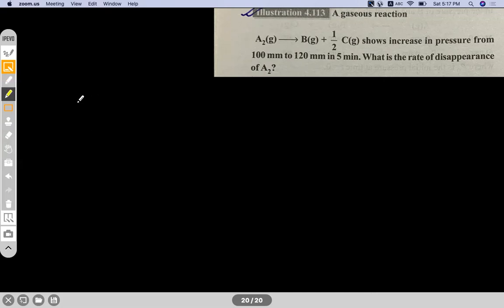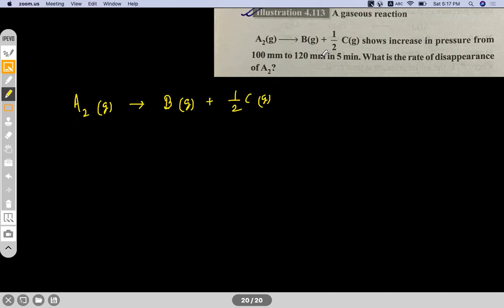Simple one, the reaction is given. A2 gas gives B gas and half of C2, half of C. Increase in pressure from 100 mm to 120 mm in 5 minutes. So we are assuming the initial pressure is 100 mm, and it becomes 120 in 5 minutes of this change. Correct?